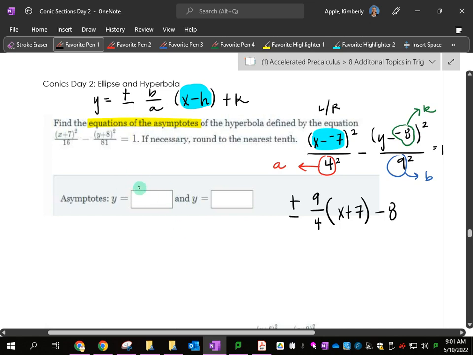So you'll have one that's positive 9 over 4, and you'll have one that's negative 9 over 4 x plus 7 minus 8. There we go. It already does the y equals for you, so you don't need that.